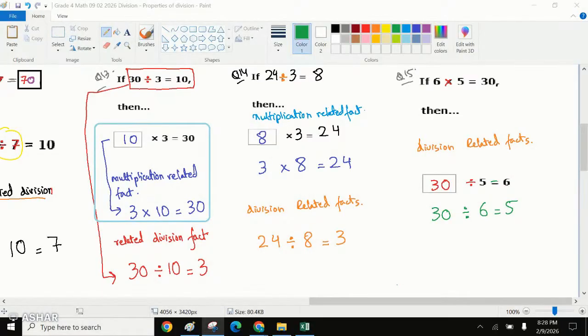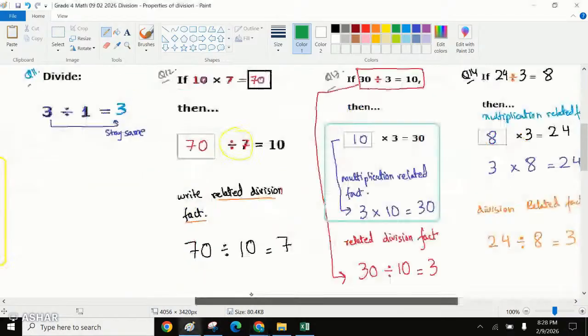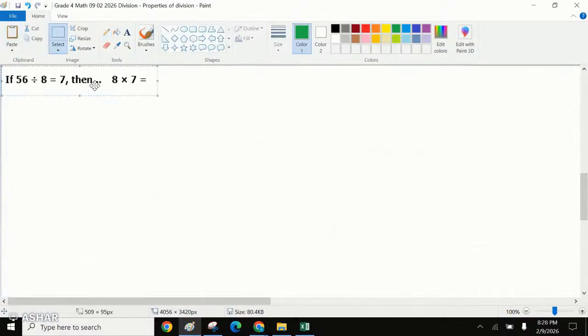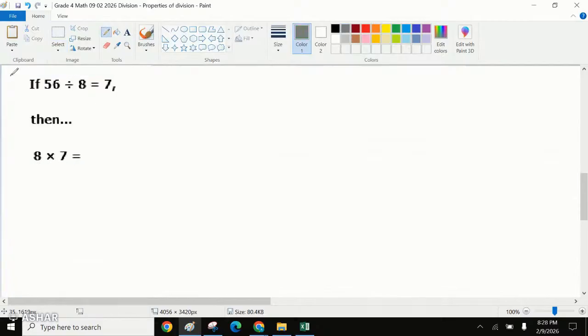For the next question, it says, question number 16. And the question says, if 56 divided by 8 is 7, then 8 multiplied by 7 should be... May. What should be the answer? Yes, thank you, May. Matthew, what should be the answer over here?